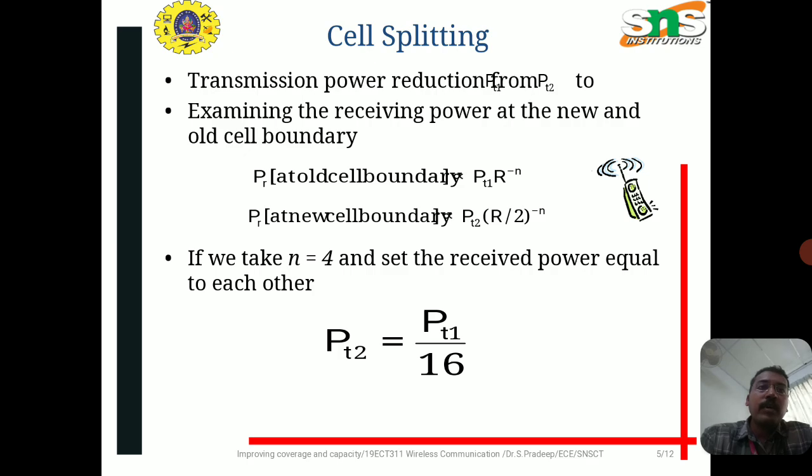Examining the received power at the new and old cell boundary is given by these equations, where the received power PR at the old cell boundary is given by PT1 R power minus n, and the power received PR at the new cell boundary is given by PT2 into R by 2 power minus n. If we take n equal to 4 and set the received powers equal to each other, then PT2 equals PT1 by 16.